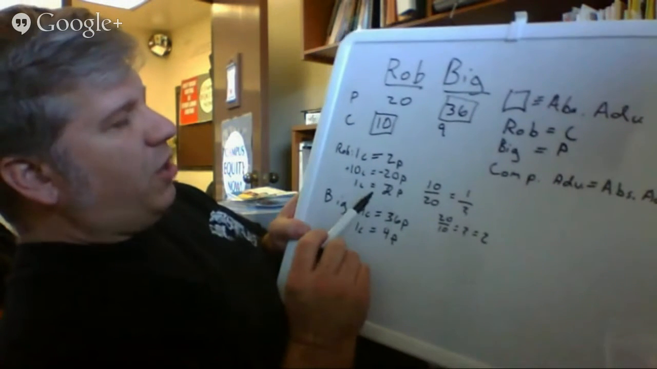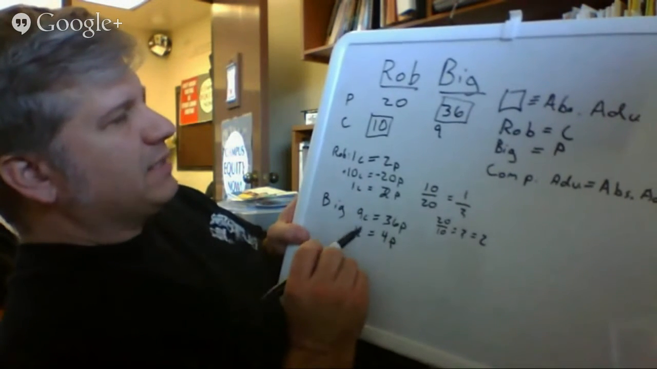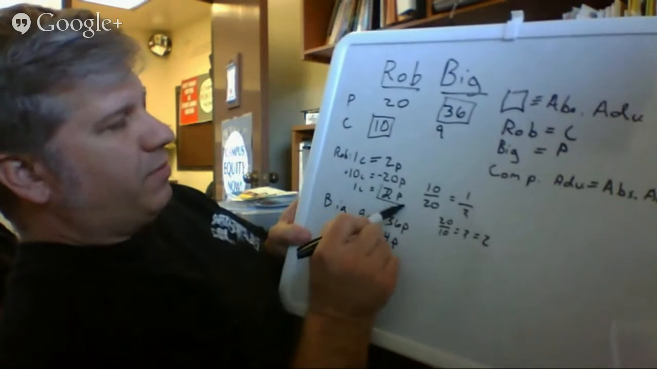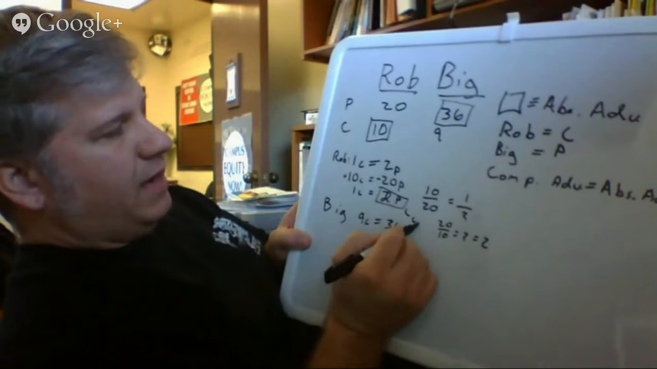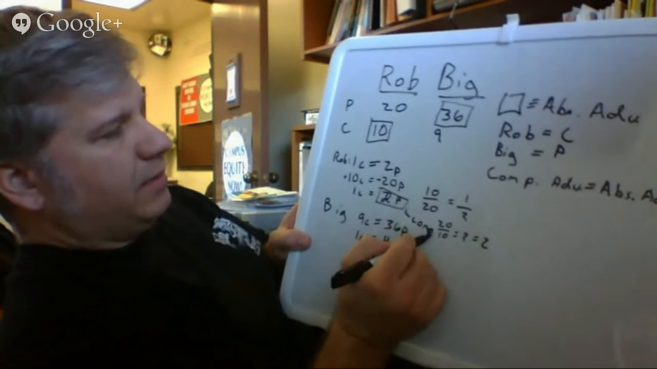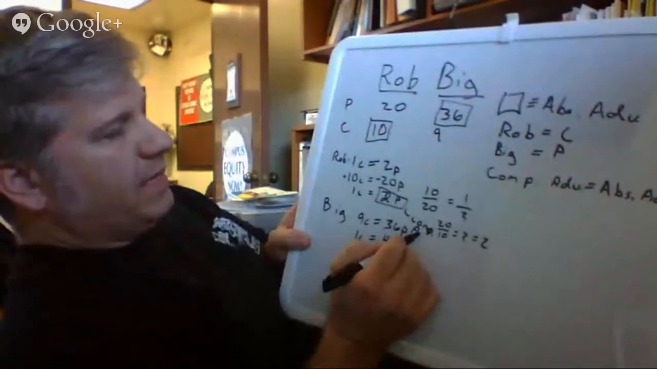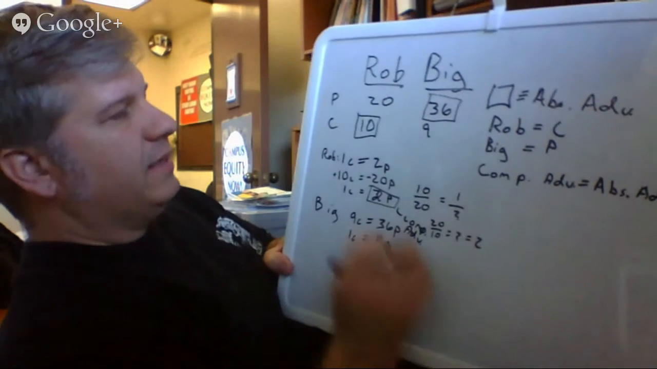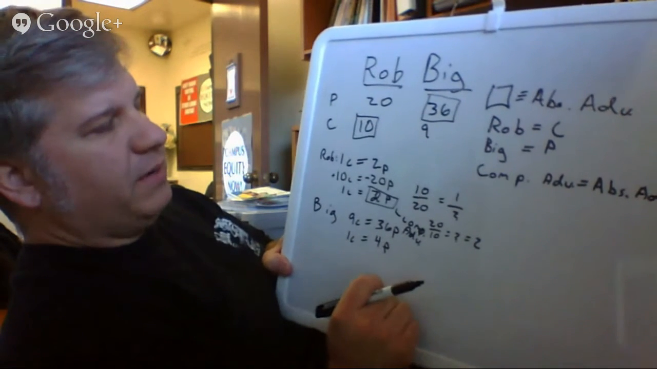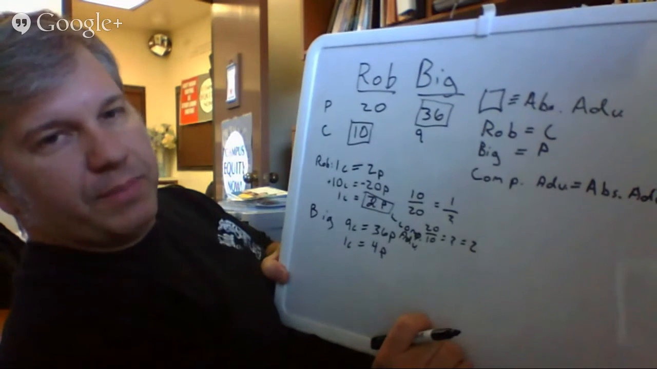So who has the lowest? Who gives up the least amount of pigs to make a cow? Well, Rob. And so Rob has a comparative advantage in producing pigs. What does that mean? That means he's just better at producing pigs. In this case, he's absolutely better, but we can say also he's comparatively better.